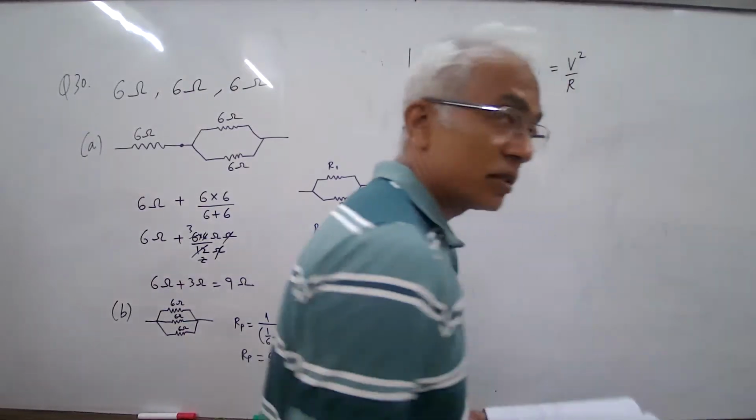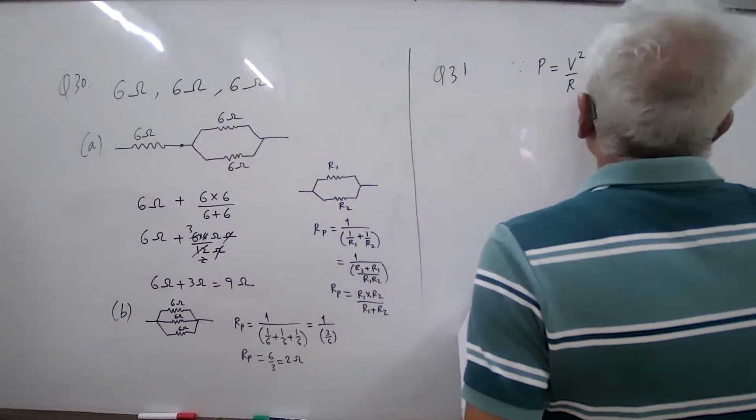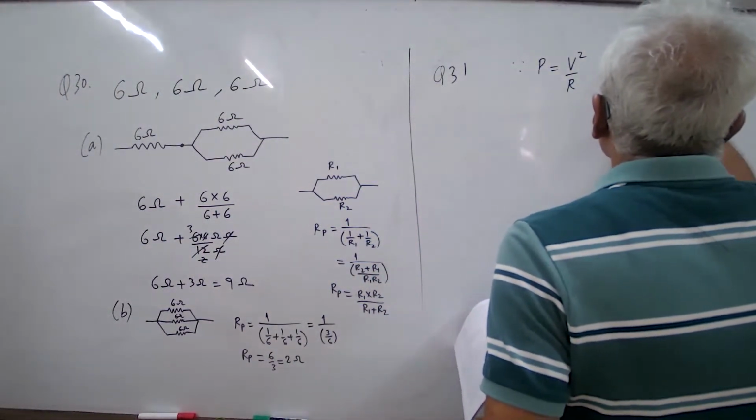each bulb's resistance, okay? So R is equal to V square by P.